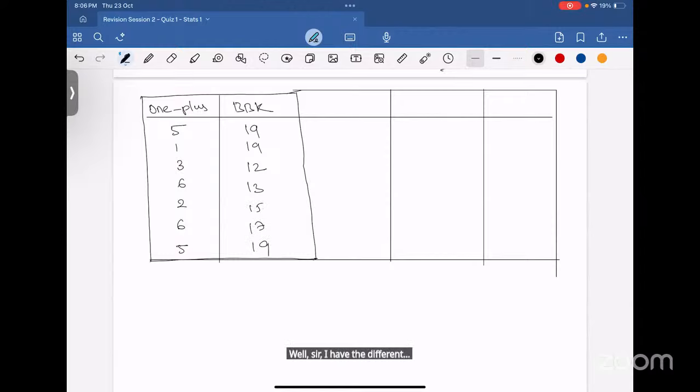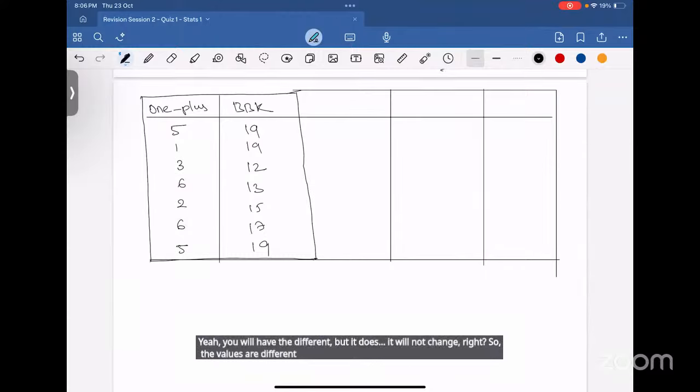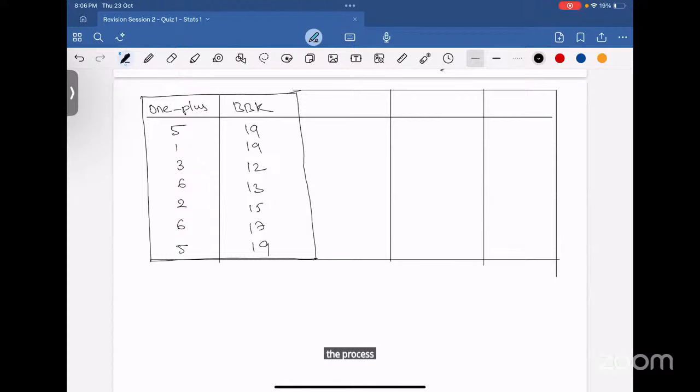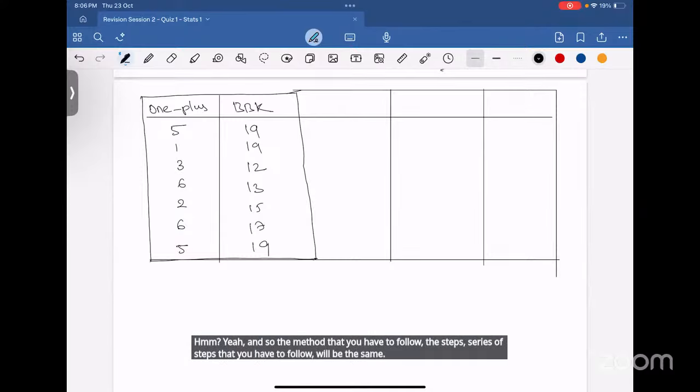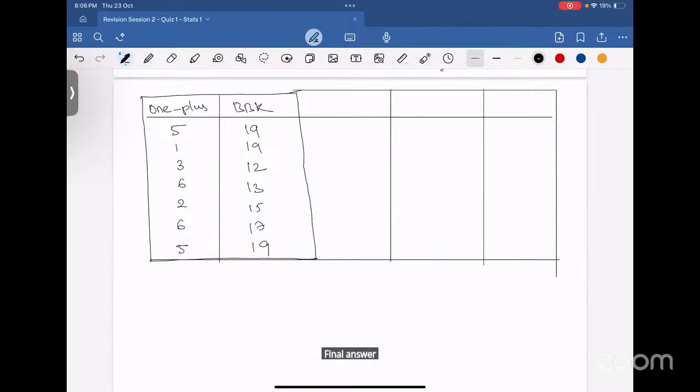Yeah, you will have different values, but the problem is one and the same. The values are different, that's it. The process or the series of steps that you have to follow will be the same. The final answer will change because the values are different.